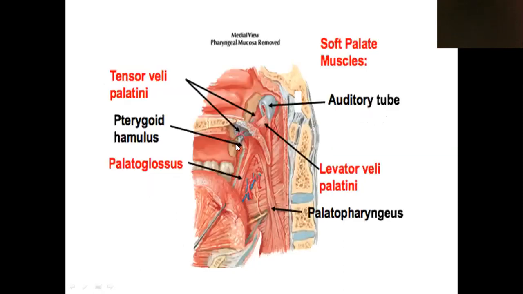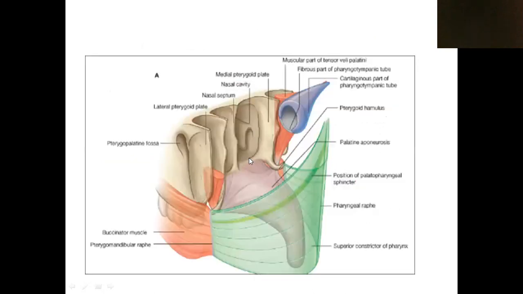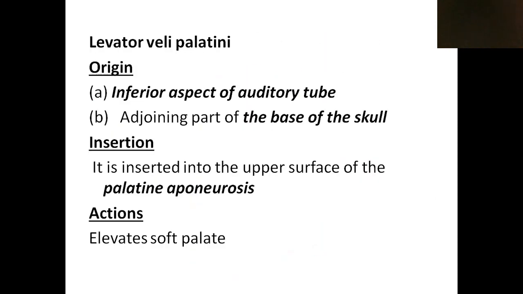I already told you what that aponeurosis is. Aponeurosis is nothing but the tendon of the tensor veli palatini muscle. Here it will expand to form a leaf-like structure. That structure is the aponeurosis. Okay. Action, as the name indicates, it elevates the soft palate.